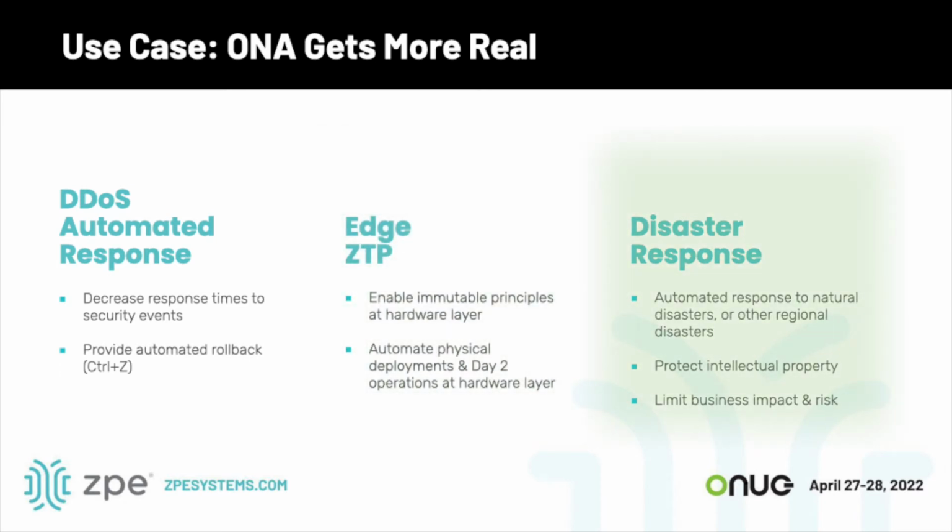Another good example is around disaster response. This can be natural disasters as well as man-made disasters, as we can currently see in the situation in Eastern Europe. The goal here would be to protect your own infrastructure as well as your intellectual property and to limit the business impact and risk. So the real question which you have then in those kinds of situations is, how do you scale that out to all of your different edge locations, make sure that they're shut down, potentially erased, or brought back up after the disaster is over and you want to bring those sites back up.